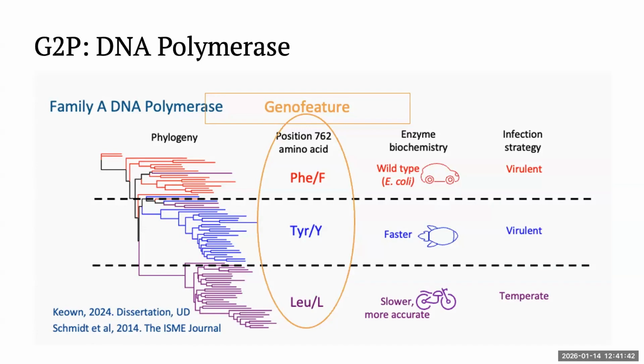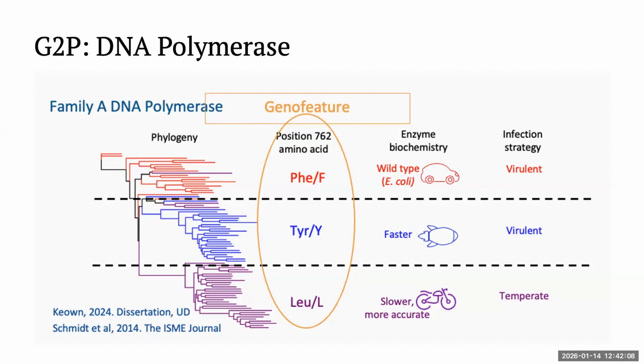DNA polymerase. If you take a DNA polymerase, type 1, family A DNA polymerase, and you look at position 72, in the wild type E. coli, if you align your sequence to the wild type and look at position 72, you can predict the infection strategy from that position. If at position 72 we have a phenylalanine, it's going to be virulent.